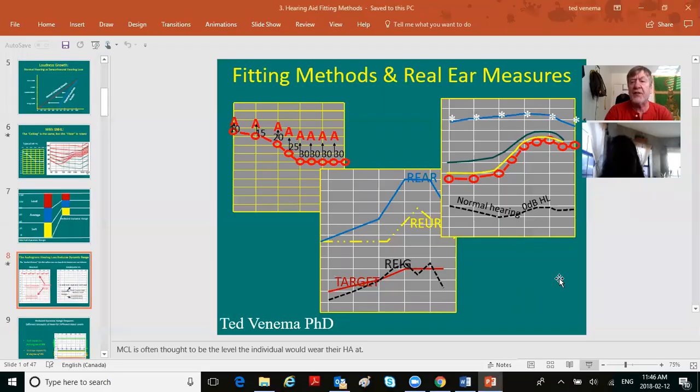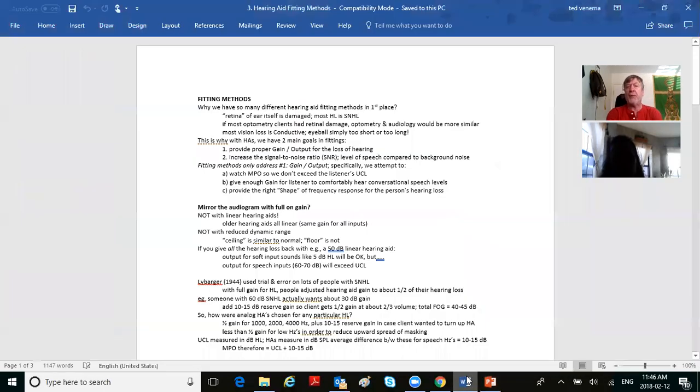Okay, now let's look at our notes. Go to the notes, and the top of our notes here are fitting methods for where we've covered so far. First of all, why do we have so many hearing aid fitting methods in the first place? It's because the retina of the ear itself is damaged. Most hearing loss is sensory neural. If most optometry clients had retinal damage, optometry and audiology would be more similar. Most vision loss is conductive. The eyeball is simply too long or too short.